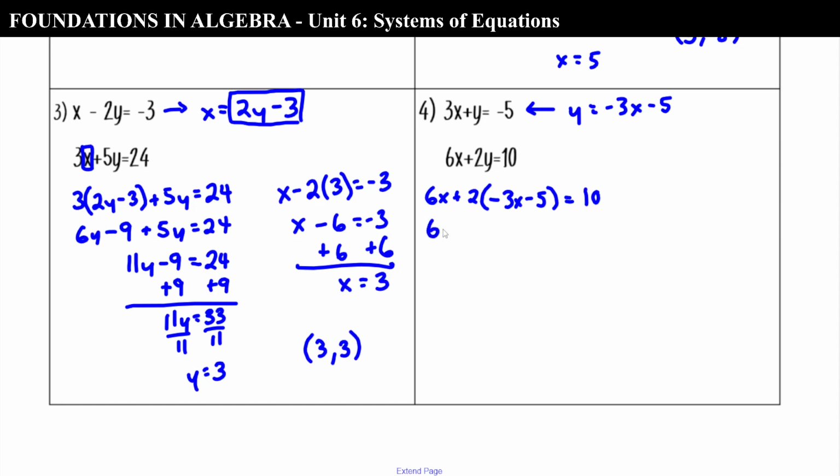So, like the last problem, we're going to distribute first. And when we do, we get 2 times negative 3x is negative 6x. 2 times negative 5 is negative 10. And that equals 10. Well, the 6x's cancel, and we're left with negative 10 equals 10. Recall that when we have a false statement like the one we have here, then we have no solution. And we're done. There's no solution, which means these lines are parallel.